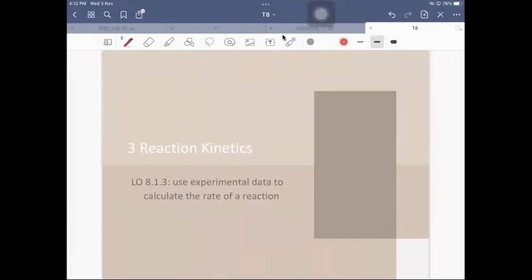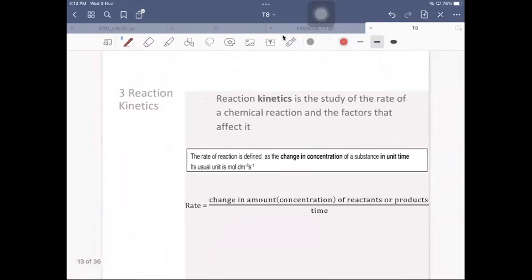Okay, moving on from the Maxwell-Boltzmann distribution, we now move on to the rate of reaction. The next learning objective is to use experimental data to calculate the rate of reaction. Usually we use graph. Reaction kinetics is the study of the rate of a chemical reaction and the factors that affect it. I've already talked about this at the intro just now. The definition of rate of reaction is the change in concentration of a substance. Substance here can be reactants or products in unit time.